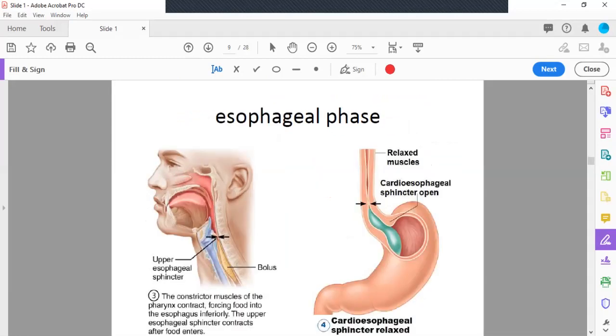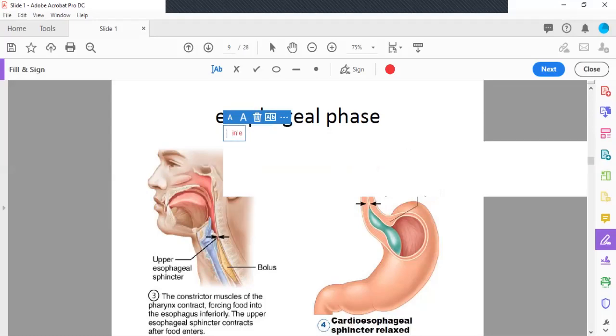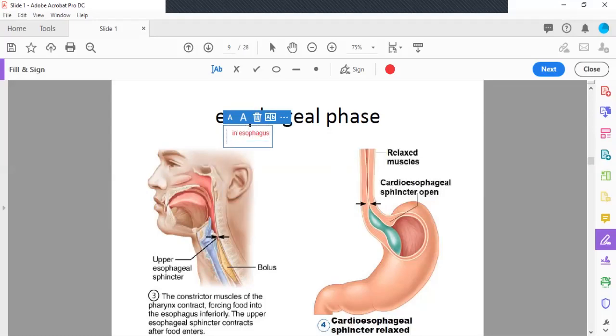Now, in the esophageal phase, the upper esophageal sphincter contracts, so the food can't go back up into the pharynx, but instead goes down into the esophagus and eventually into the stomach. By the way, the esophageal phase is in the esophagus and is also an involuntary phase.